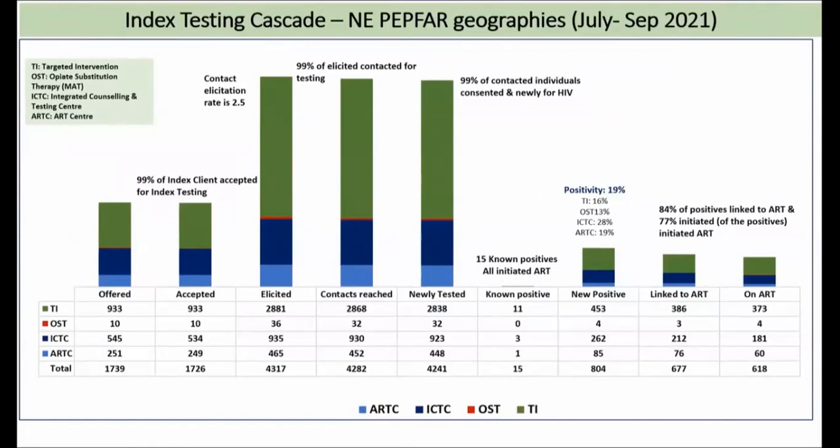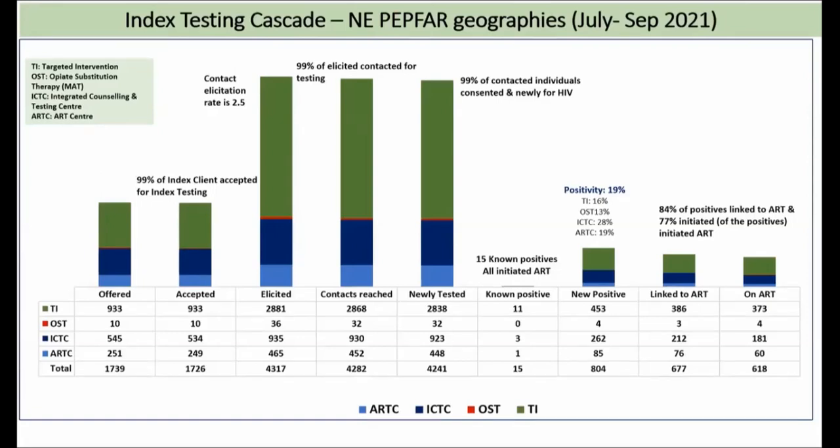In this slide, you will appreciate the 19% positivity from the new partner testing offered at different facilities in these Northeast geographies during this particular 3-month period. This 19% was equally at the ART center as well. ICTC was 28%, but at the ART center we also got 19% positivity, at TI 16% positivity, at OST center 13%. So the point is, index testing is not the work of only the ICTCs. It can be done at other facilities also.